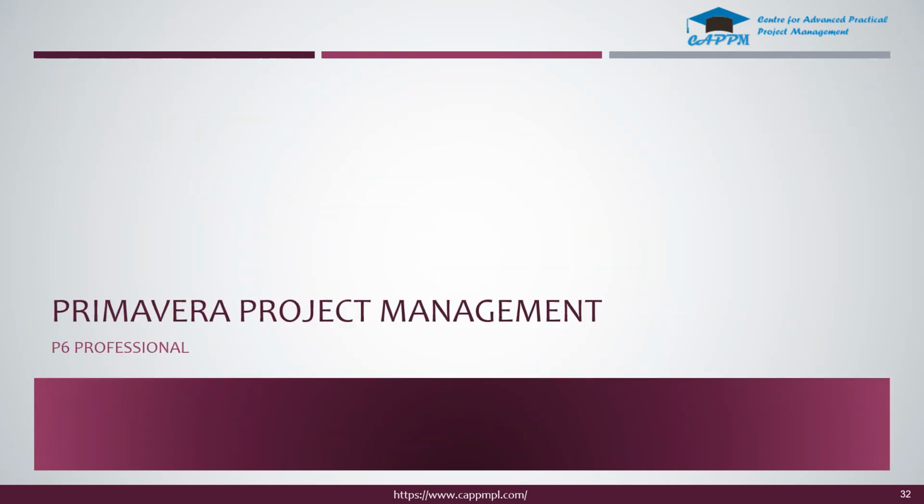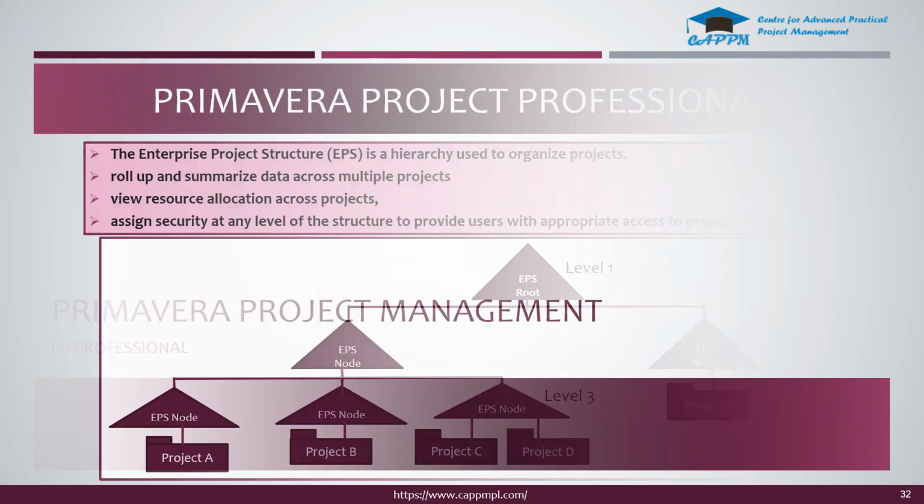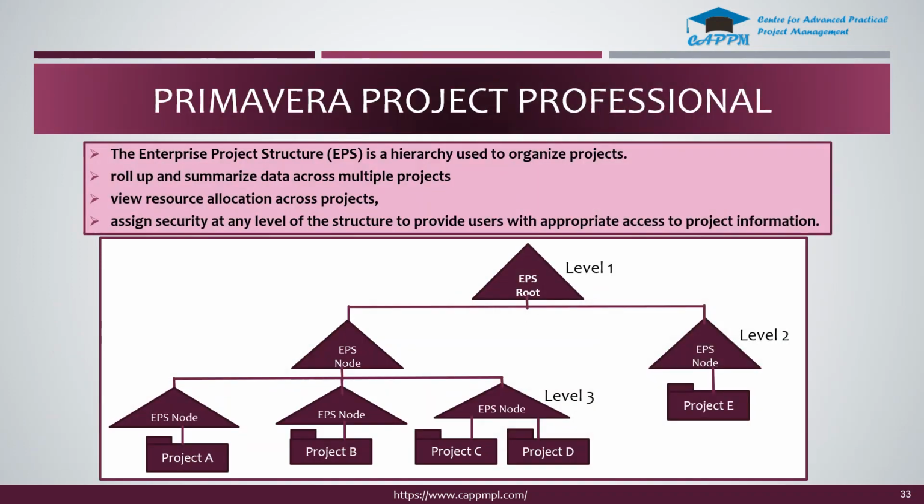So first, let's have a look at Primavera Project Management P6 Professional. Primavera P6 Professional has the main concept of the enterprise project structure. This is a hierarchy used to organize your projects, like if you want to organize your projects based on departments, divisions, or locations. Using those, you can organize your projects.